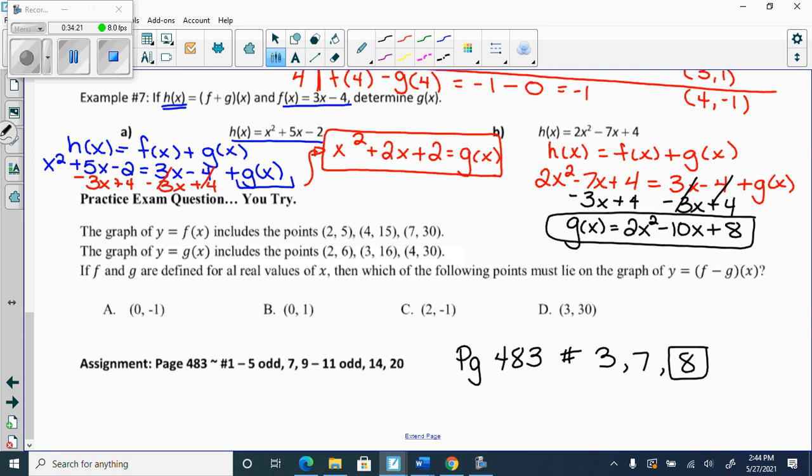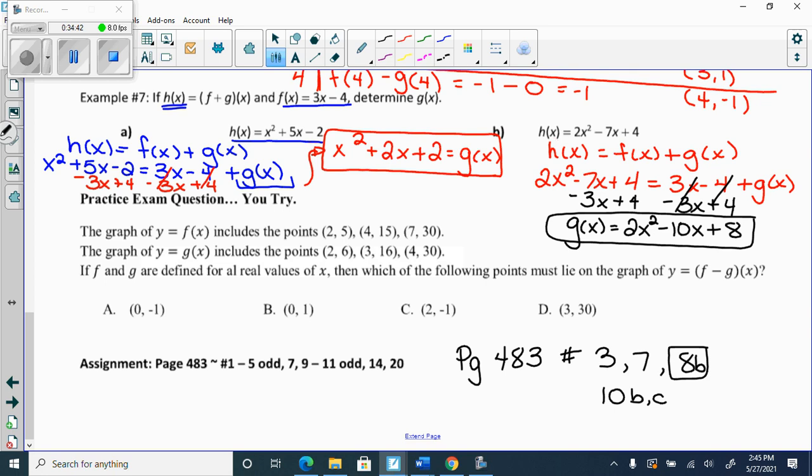10, I just want you to do B and C. For 8, I want you to do B, because we already did a linear, which is fine.